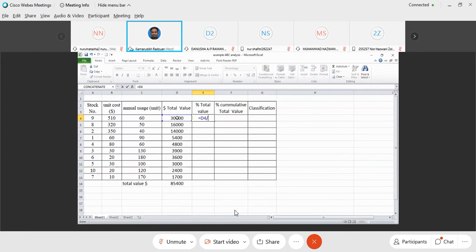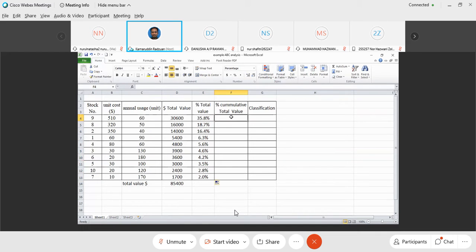So we calculate the percentage value for each stock number. 30,600 divided by 85,400 gives 35.8% for stock number 9. We do this process for the whole stock number, and we get the percentage for each stock number.